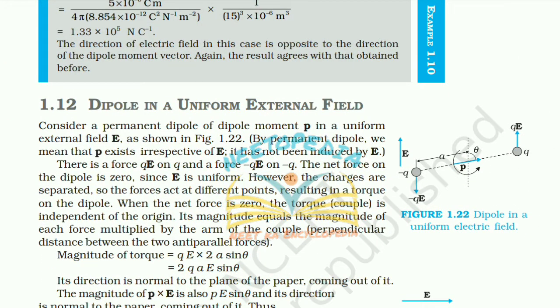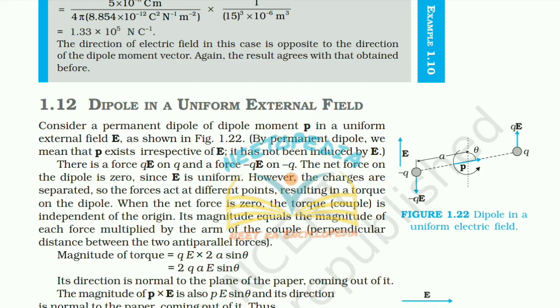1.2 Dipole in a uniform external field. Consider a permanent dipole of dipole moment P in a uniform external field E, as shown in the figure. By permanent dipole, we mean that P exists irrespective of E. It is not being induced by E. There is a force QE on Q and a force minus QE on minus Q. The net force on the dipole is 0 since E is uniform.